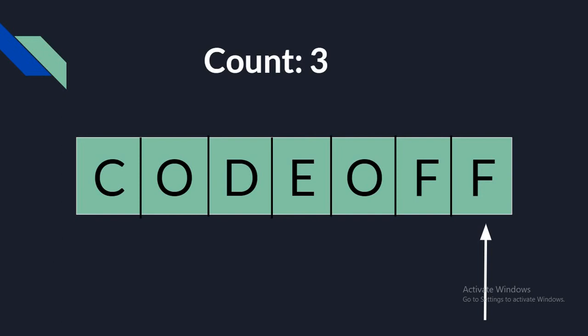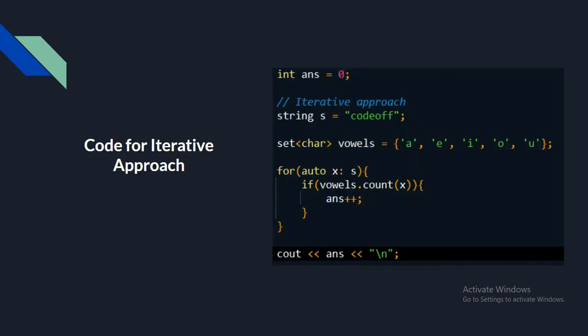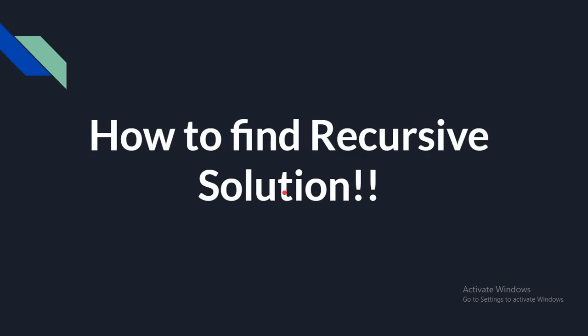A similar kind of approach is followed in the recursion function, but we need to go step by step, as we discussed in the previous videos, on how to approach a recursive function. But let's first see the code for the iterative approach. We are given a string and a set of vowels, that is A, E, I, O, U, and we traverse over the whole string and check if each character is a vowel or not, and increase the count. So that's the iterative approach, but let's check how to find the recursive solution for this problem.